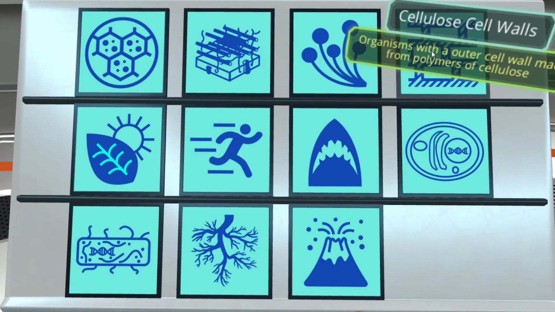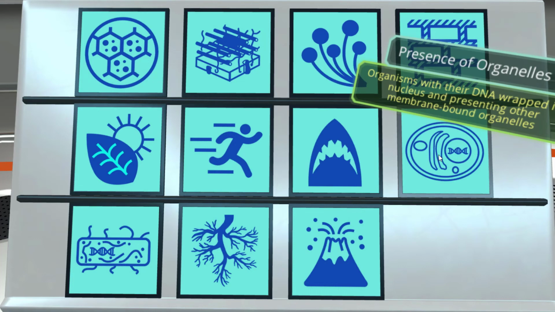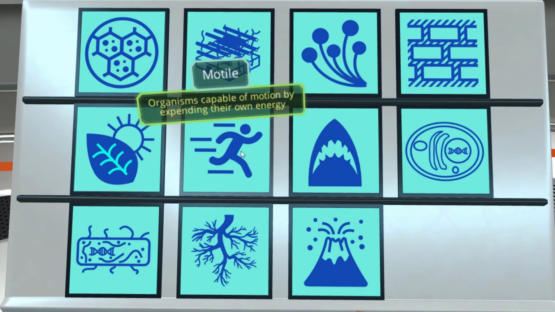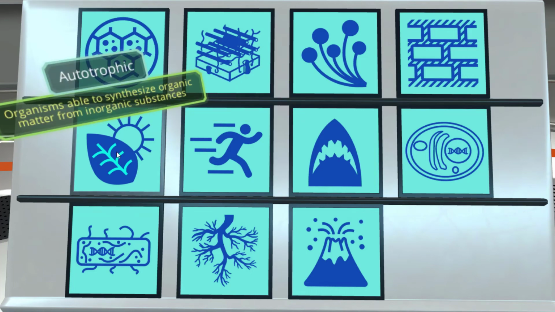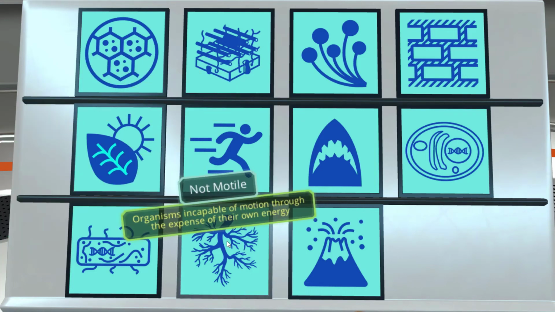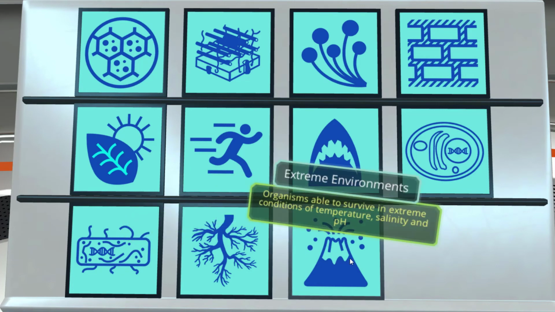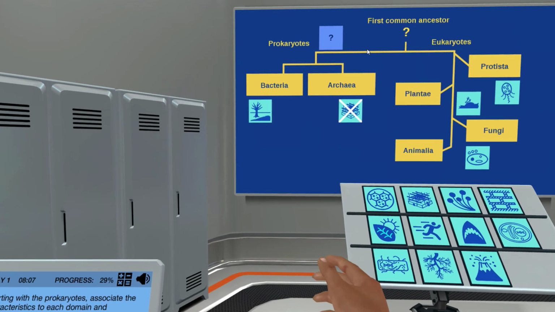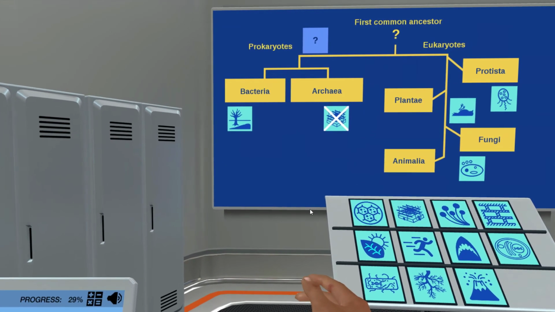Before you get started, lower the lab pad and take a moment to explore the cards on the table and screen. Hovering over them reveals the defining characteristic they represent. The aim is to place the cards in the correct place on the screen. When you're ready to start, click Continue. Starting with the prokaryotes, associate the characteristics to each domain and kingdom.